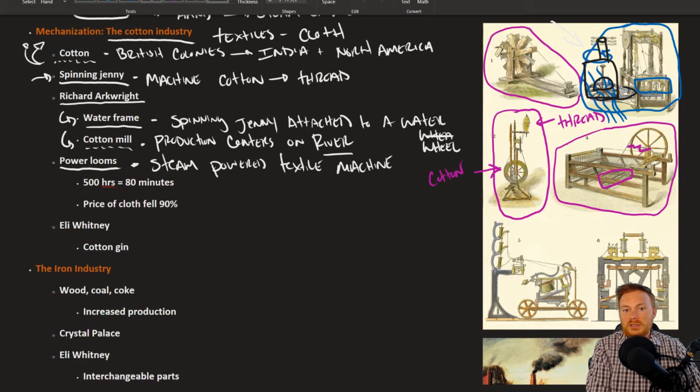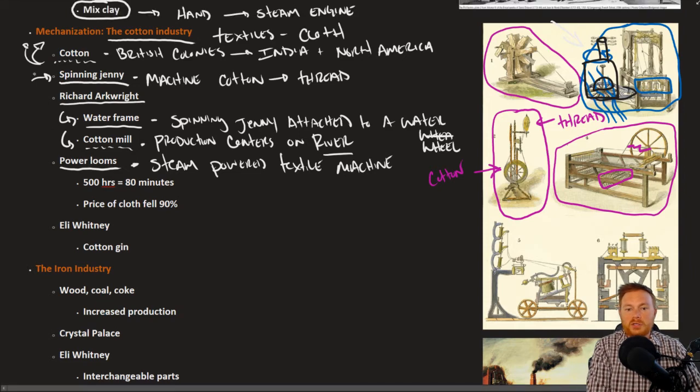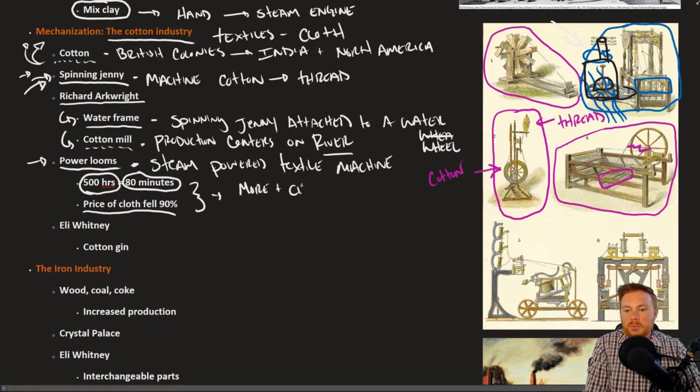And just to give you an idea of how profound this transformation was, going from handmade clothing to power looms: what had taken 500 hours with handmade work now only took 80 minutes, right? So you can imagine how much more could be produced. The price of cloth fell by 90%, right? So there was significantly more and cheaper cloth, and this allowed people to purchase goods like they never had before.